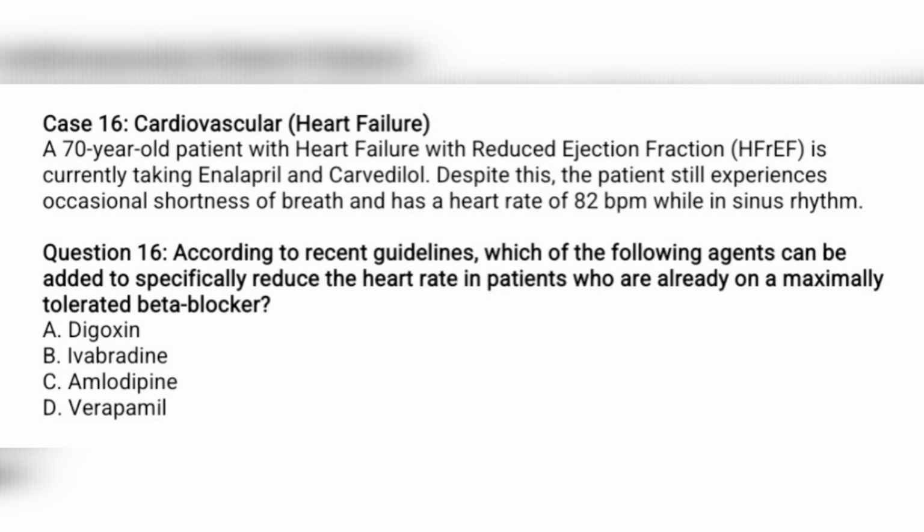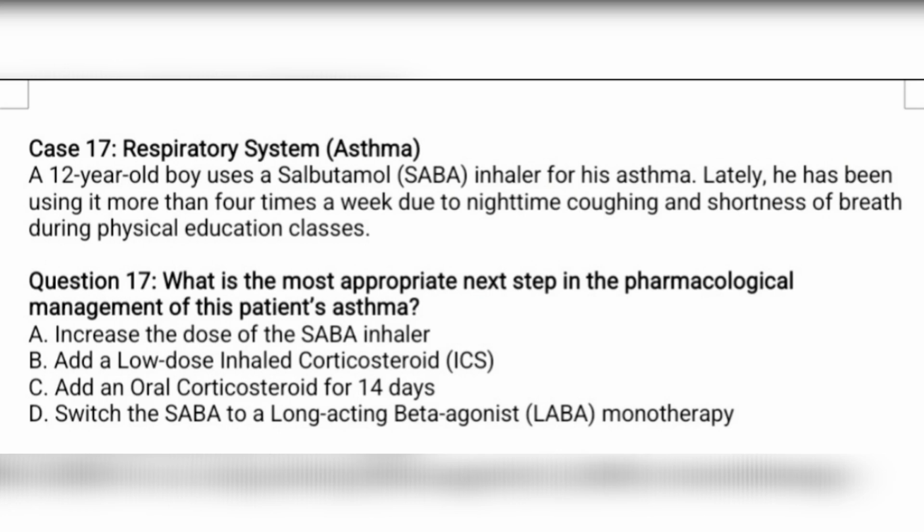Answer B. Ivabradine. Explanation: ivabradine specifically targets the If current in the sinoatrial node to lower heart rate in HFrEF patients who remain in sinus rhythm with a heart rate greater than or equal to 70 beats per minute despite taking a maximally tolerated beta blocker.